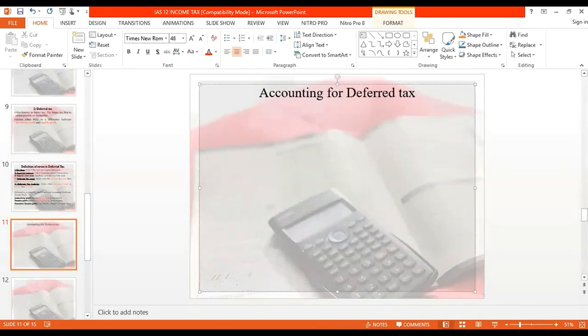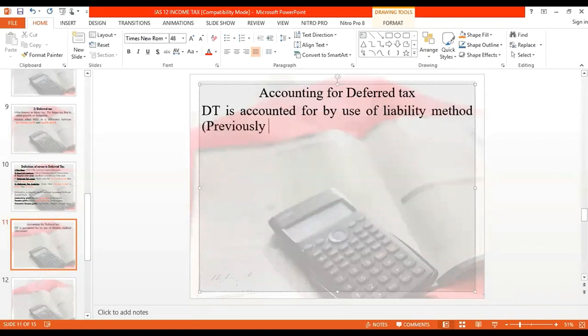Deferred tax is normally accounted for by what we call the liability method. Deferred tax, I'll call DT. When I talk of DT moving forward, just know it's deferred tax, accounted for by use of the liability method. Previously it was called something else, so you'll find some books which are still calling it like this. If you find a book using this, you know it's an old book.